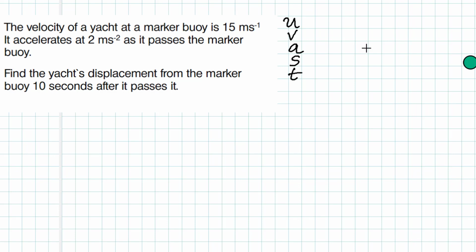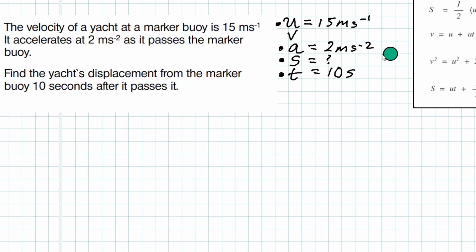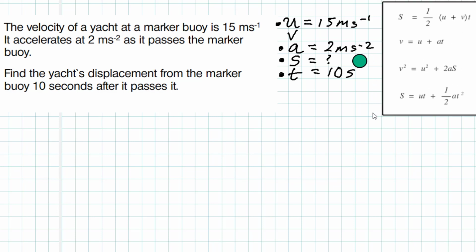The velocity of the yacht at the marker buoy is 15 meters per second. That will be your initial velocity. It accelerates at 2 meters per second every second, so we can put down our acceleration. Find the yacht's displacement, so we have to find the displacement of the yacht after it passes in a time of 10 seconds. So we have the following: u, a, s, and t. So we'll look for an equation from our list which has got u, a, s, and t.